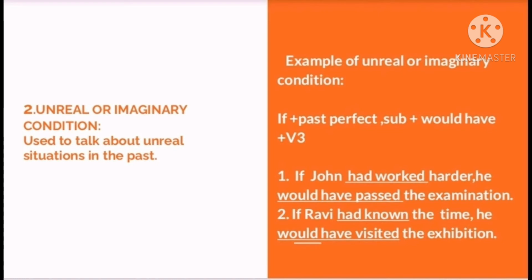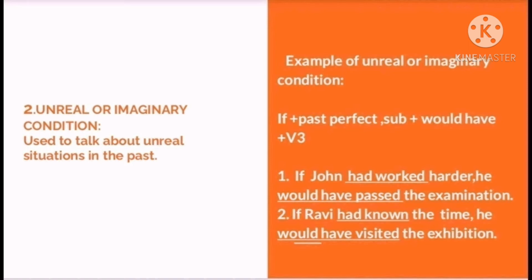Before getting into the examples, let's quickly have a glance at the grammatical form of unreal or imaginary condition. It is as follows: if plus past perfect plus subject plus would have plus verb 3rd form. Now let's move on to the examples. If John had worked harder, he would have passed the examination. Look into the second example. If Ravi had known the time, he would have visited the exhibition.